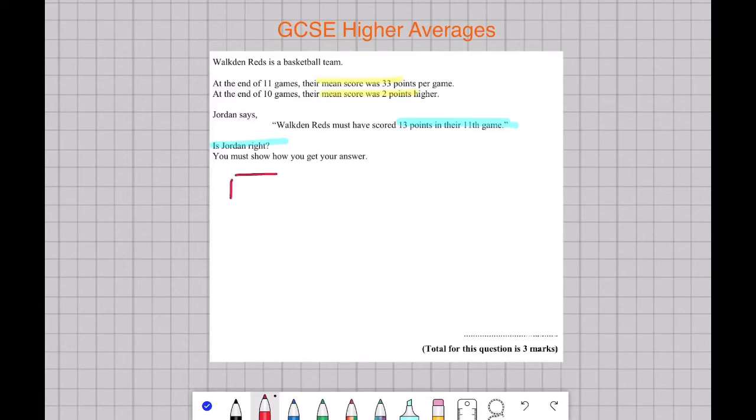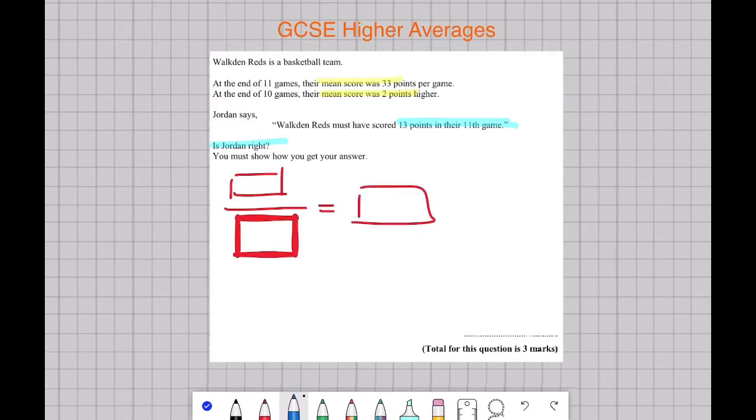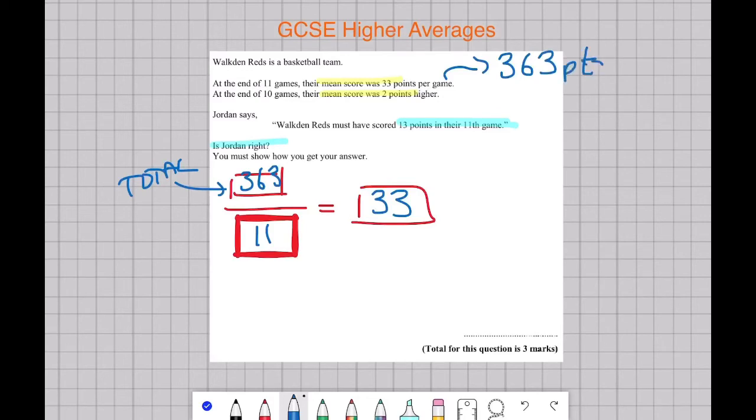So in order to work out the total score after 11 games, in order to work out the mean, you do total divided by the number of games they've played, and that gets you the mean. So in this case, we've got total divided by 11 games, and the mean is 33. So in order to work out the total, I'm going to do 33 times 11, and that gets me 363. So the total points from 11 games was 363.